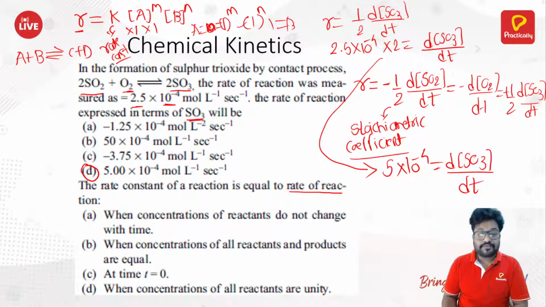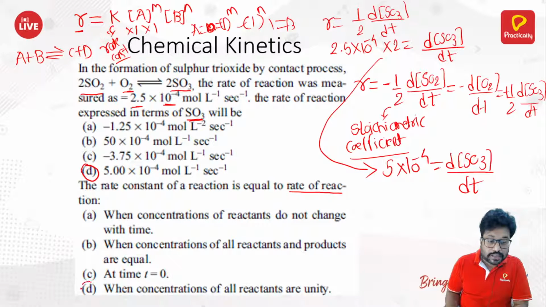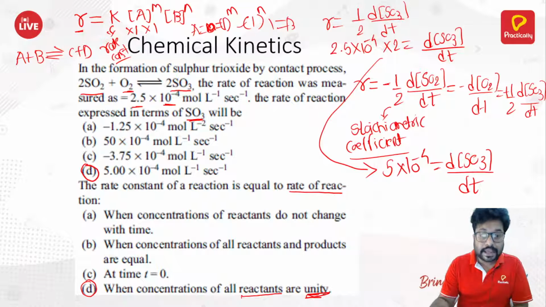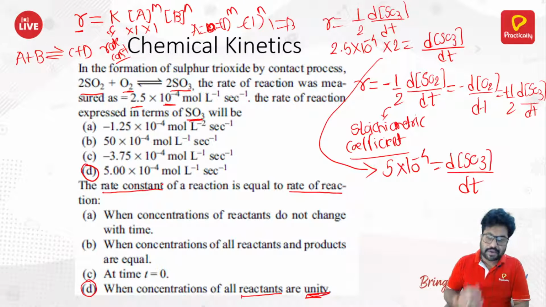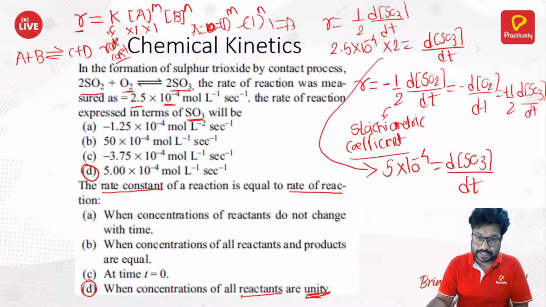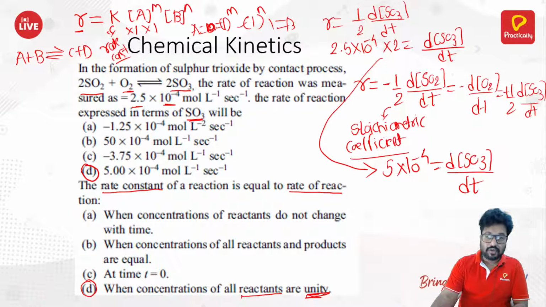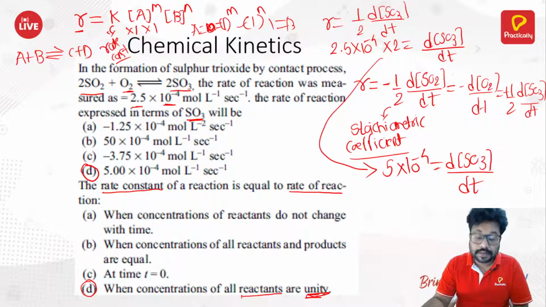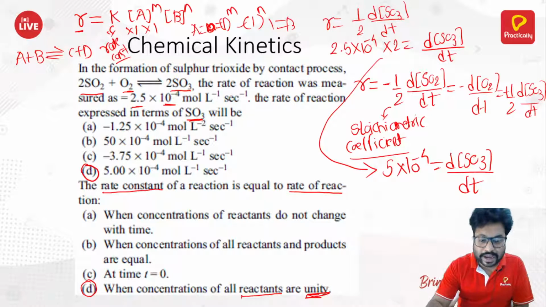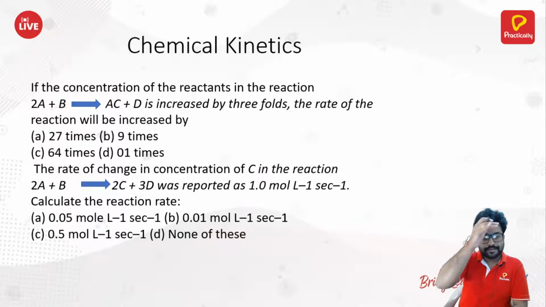And when can this happen? This can happen when concentrations of all reactants are unity. When the concentration of all reactants is unity, then rate of reaction is always equal to rate constant. I hope you must have known all of this. My job is only to remind you of all this, since we are preparing for the NEET exam, which is going to come on 12th of September. Moving ahead, next question.